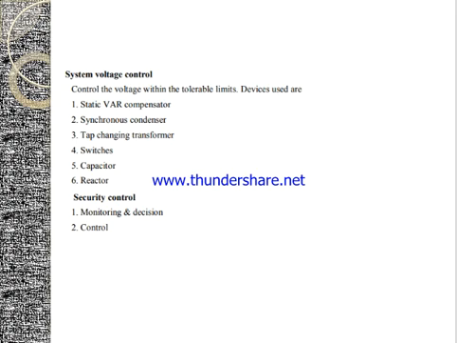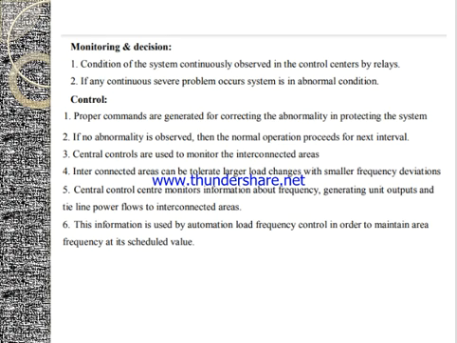And for security control, we have monitoring and decision control, namely SCADA, which can be used for that purpose. And next, if the condition of the system is continuously observed in the control centers by the relays, obviously any continuous severe problem under abnormal conditions may be quickly identified and eradicated. Next, proper commands are generated for correcting the abnormality in the protected system. If no abnormality is observed, then the normal operation will proceed to the next interval.